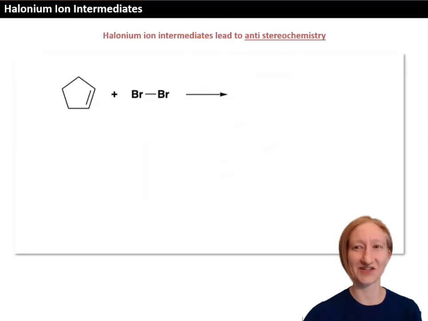Now let's look at the stereochemistry of these additions. Reactions that proceed through a halonium ion intermediate will lead to anti-stereochemistry. Let's look at what that means here. We'll start with the same steps. The alkene will attack the bromine, and the lone pair on the bromine will attack the other carbon of the alkene to form a bromonium ion. The bromine-bromine bond breaks to release a bromide anion.